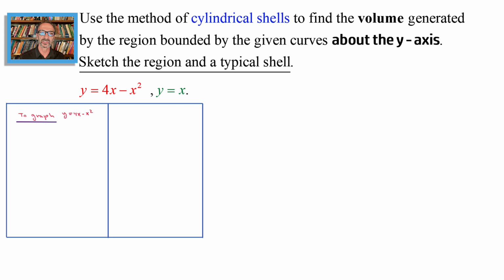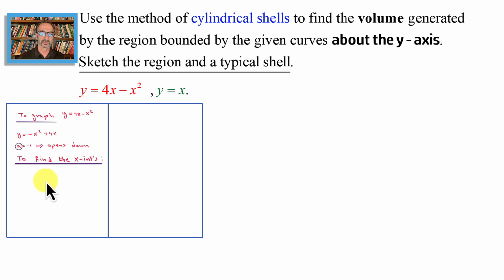Use the method of cylindrical shells to find the volume generated by the region bounded by the given curves about the y-axis. Now I have y equals 4x minus x to the second and y equals x about the y-axis. To graph the first one, we could rewrite it in standard form or descending order, which is y equals negative x to the second plus 4x. Notice that a is negative, which means the graph is a parabola that opens down.